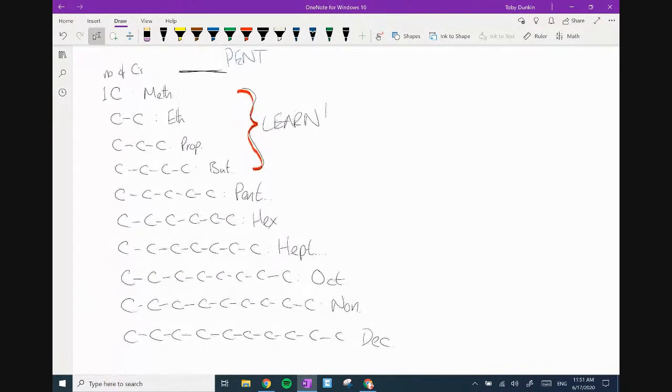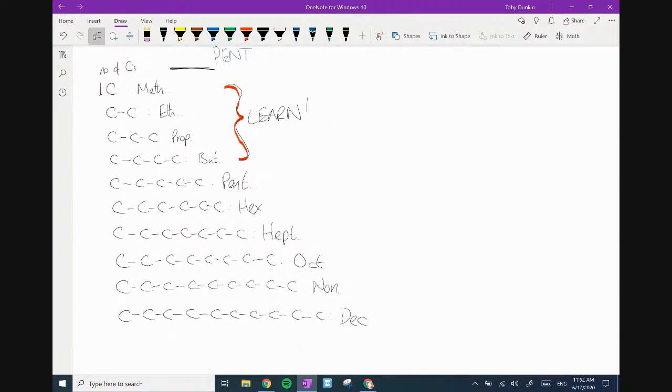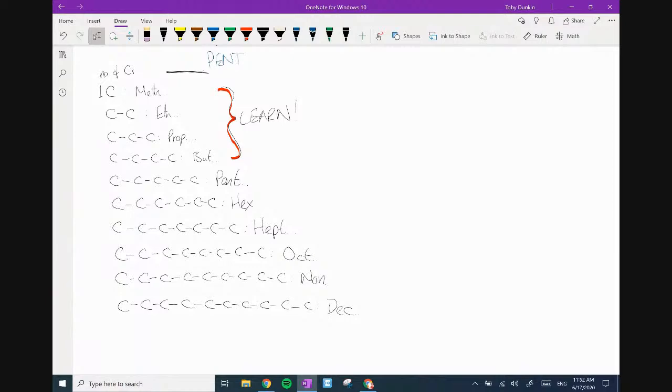So why do you only need to know up to ten, Ashley? Because they won't ask you any longer. It seems reasonable that if we're going to build your understanding of organics, the last thing they're trying to do is teach you this crazy language. And you never really see longer than ten anyway. Beyond ten, it becomes messy, so I wouldn't worry about it too much. So you guys need to know up to ten.